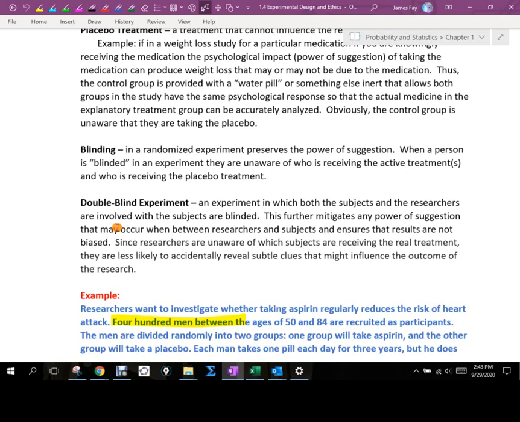So blinding is a good technique for determining whether we can eliminate some of these lurking variables, especially the placebo effect and the power of suggestion. Double blind is the hallmark of how we do medical research studies. And what that means is not only do you as the experimental unit not know what group you're part of, the head researcher and the doctors working with the people don't know either.